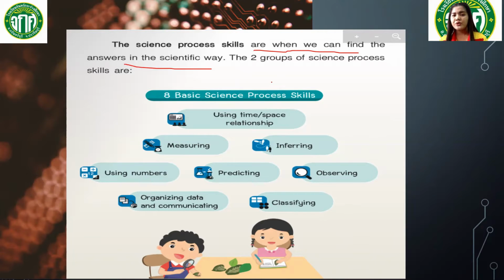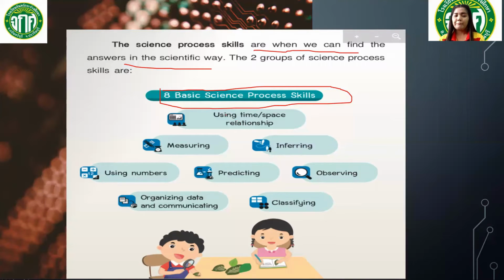Now, there are 2 groups of science process skills. So what are they? The first one is the 8 basic science process skills. So this is group 1. What are under the 8 basic science process skills?